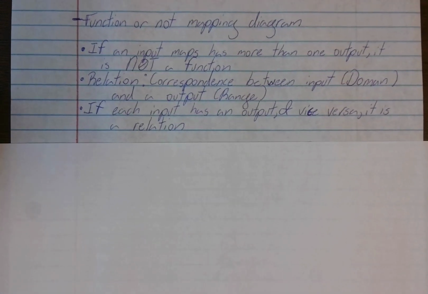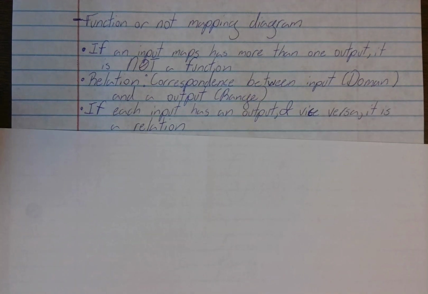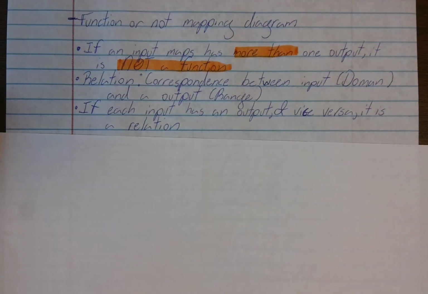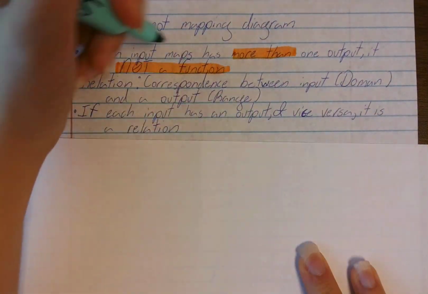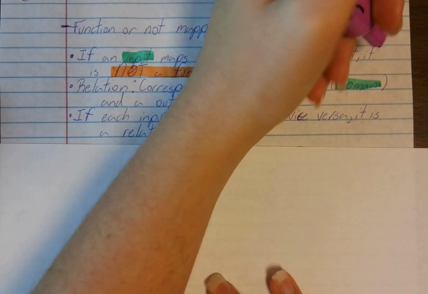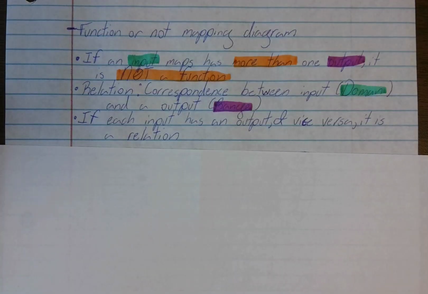So, I'm going to scroll my paper up a little bit, and I'm going to rotate. There you go. So, if an input map has more than one output, it is not a function. That seems pretty important. I'm going to highlight the not a function, and the words more than. I already see the word domain, so I'm going to highlight input and the word domain, as well as the word output and the word range. So I start to get the ideas flowing. Okay? So if an input map has more than one output, it is not a function.